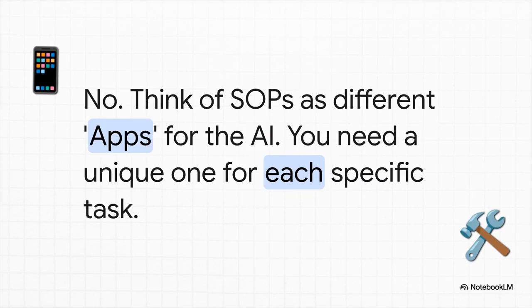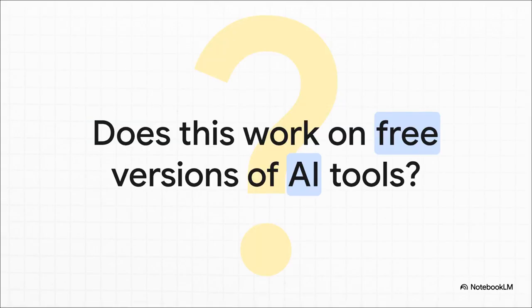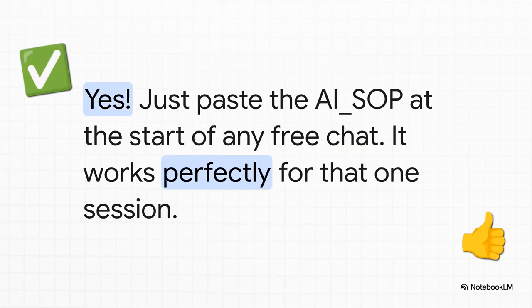A better way to think about your SOPs is like different apps that you install for specific jobs. You'd have one app for helping you code, a totally different app for writing professional emails, and maybe another one for planning your meals for the week. And finally, the big one. Do I need to be paying for a premium subscription for any of this to work? Yes, this technique absolutely works on the free versions. While some of the paid tools have fancy features to store these instructions, the core method is just pasting your AI SOP into the chat at the very beginning of a new session. It works perfectly, and it's a technique literally anyone can start using today.